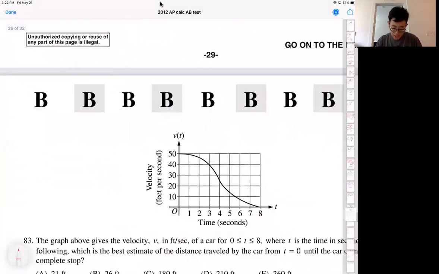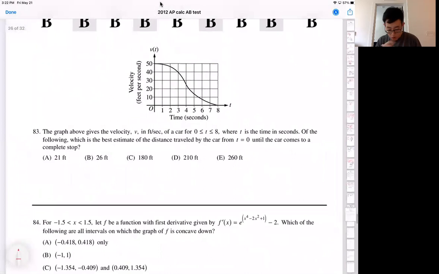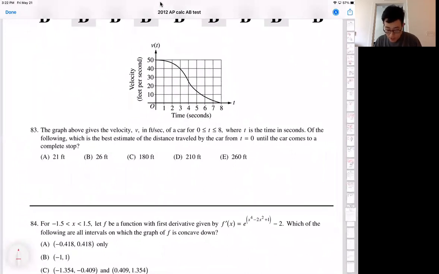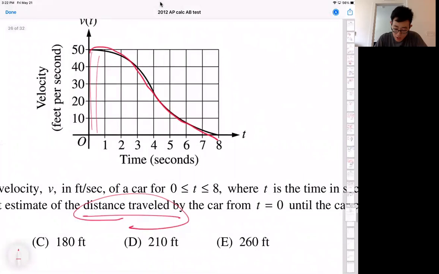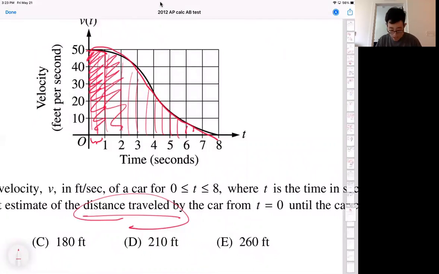All right, now we are down to 83. The graph above gives the velocity v in feet per second of a car for t from 0 to 8. Of the following, which is the best estimate of the distance traveled by the car? If they give you the velocity curve and ask you to find the distance traveled, you take the integral, which means the area under the curve. That is how much the car has traveled within the given time. For example, you travel 1 second at about 50 feet per second, so you can multiply and get the area for this part, and then the area for the next part.